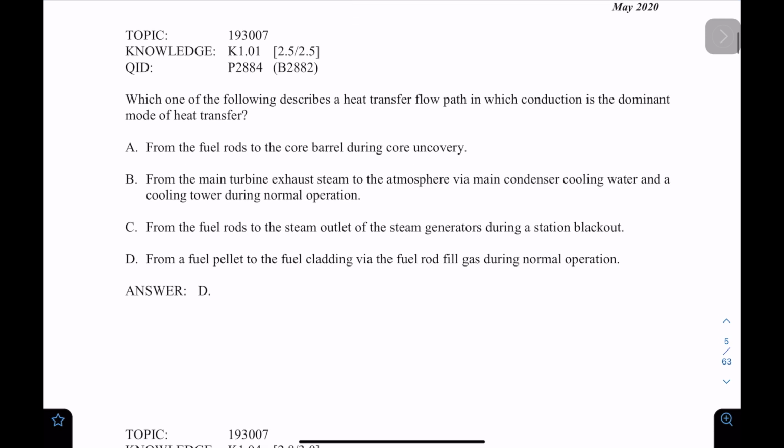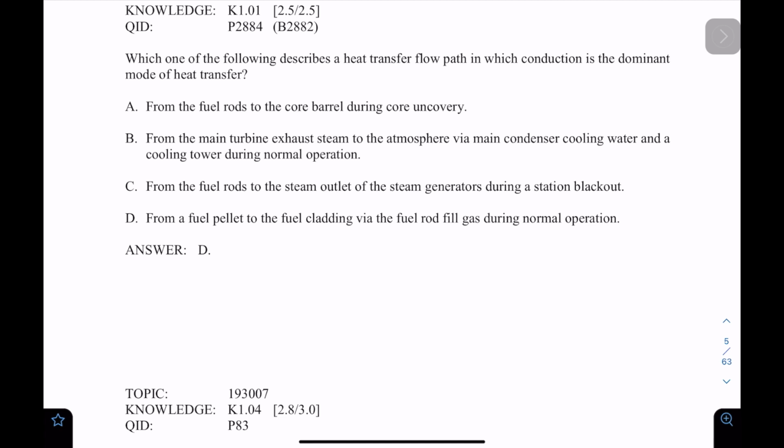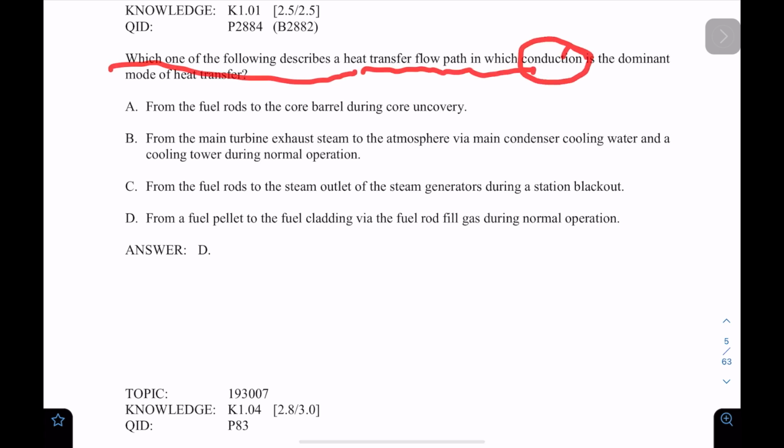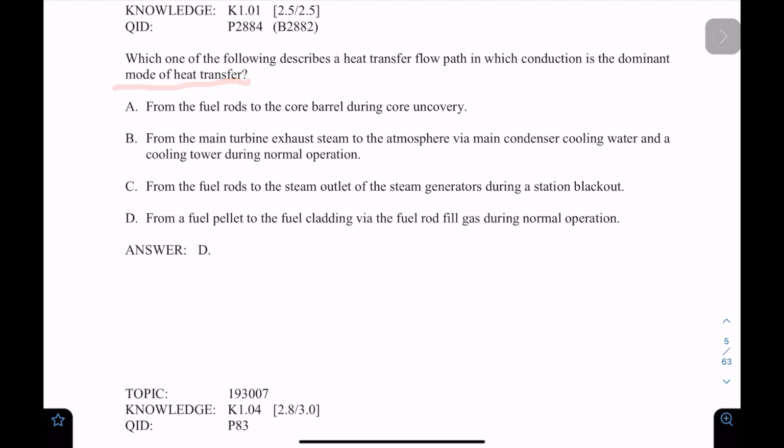The next one, question T2884, asks the following. Which one describes a heat transfer flow path in which conduction is the dominant mode of heat transfer? Now we need to determine, of all these scenarios, which one uses conduction as a mode of heat transfer, right? So I think this is going to be fun as well. From the fuel rod to the core barrel during core uncovery, we have radiation. So no. From the main turbine exhaust steam to atmosphere via the main condenser cooling water and the cooling water tower during normal operation. If you don't know anything about nuclear, this is going to be very confusing, right?